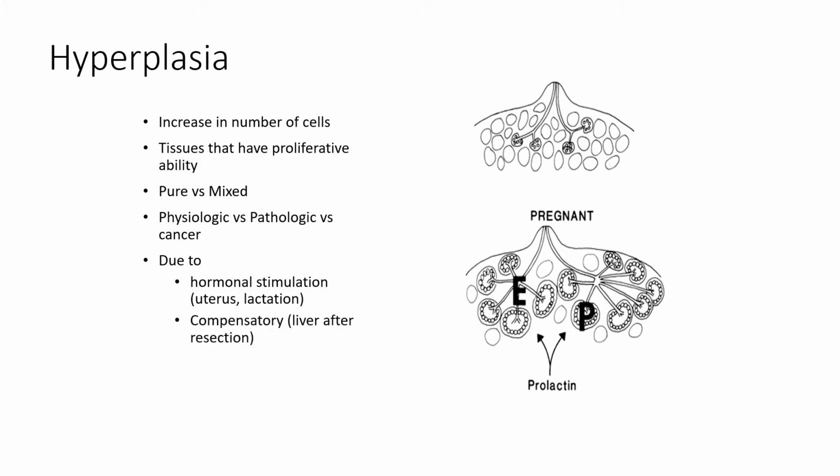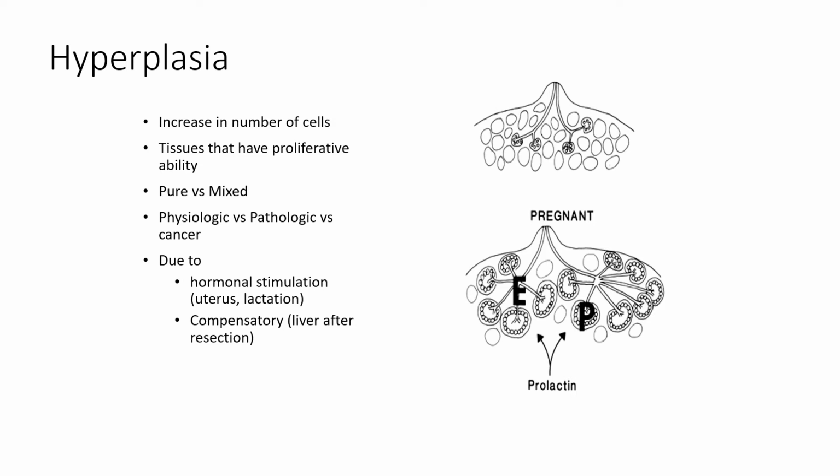So these are the three examples of hormonal stimulation: the uterus in pregnancy, the effects of the lactational hormones on the breast, and the effect of elevated estrogen on the endometrium.